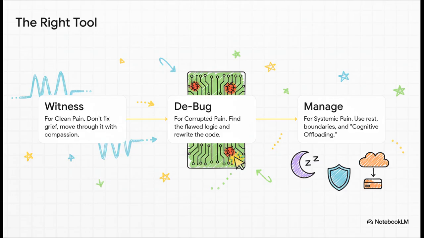So, to recap, each type of pain needs its own specific tool. For clean pain, you witness it. You don't fix grief, you move through it with compassion and time. For corrupted pain, you debug it. You have to hunt down that flawed piece of code and rewrite it. And for systemic pain, you manage your resources. You need rest, boundaries, and what the source calls cognitive offloading to lighten the load on your system.